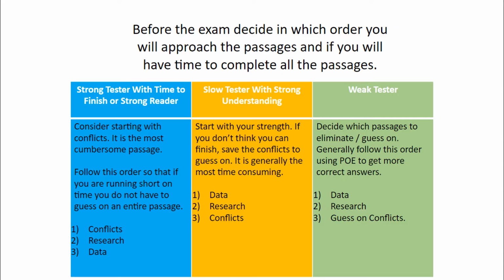Now, as you map your path in science, you want to consider in what order you take the test. Generally, I think if you're a strong test taker or a strong reader, you want to do conflicts first, get it out of the way, as there's not any shortcuts. If you're a slow test taker, conflicts is time consuming and you might want to save it till last, which means you might not answer it. If you're a really weak test taker or a weak reader, you're probably going to skip conflicts altogether.